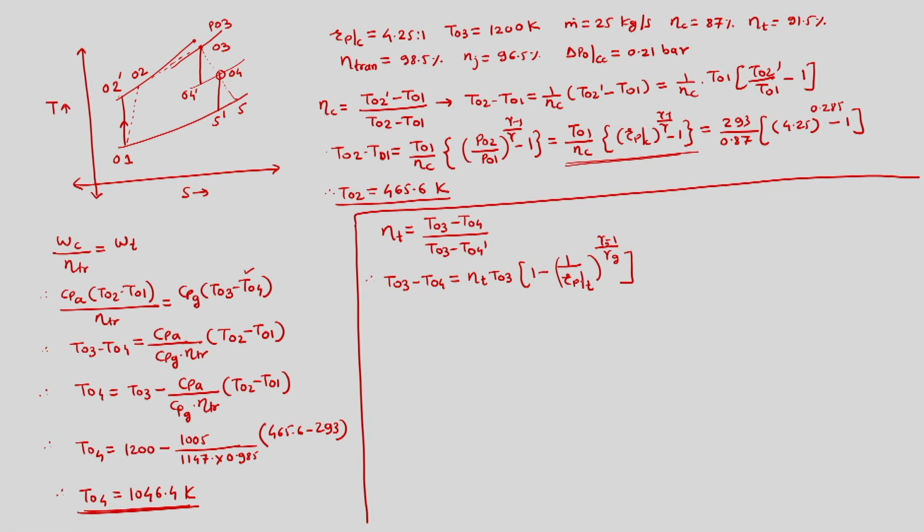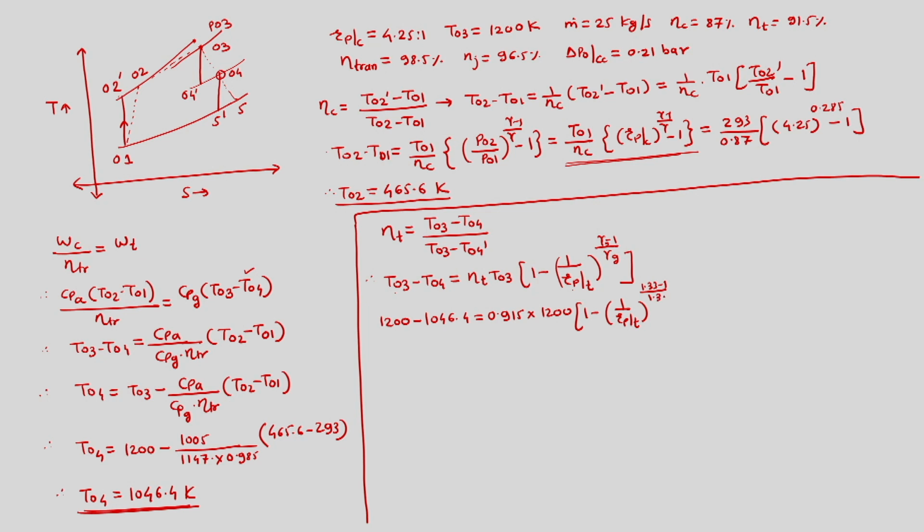Now the only unknown is RPT, which is the pressure ratio for the turbine. We know T03 and we know T04. From this we can calculate: T03 is known, which is 1200, T04 is 1046.4, and turbine efficiency is given, which is 0.915 = (1200)(1 - 1/RPT^((1.33 - 1)/1.33)).